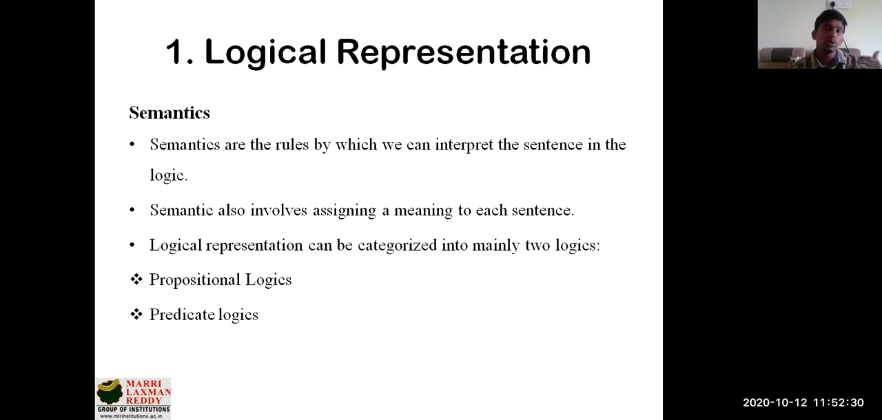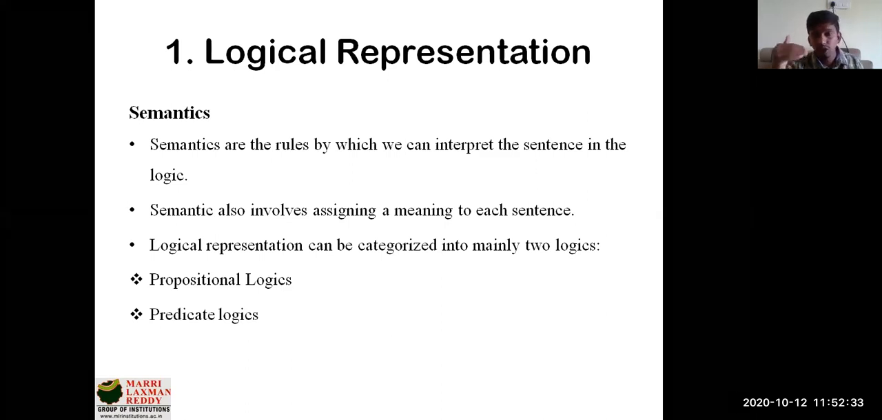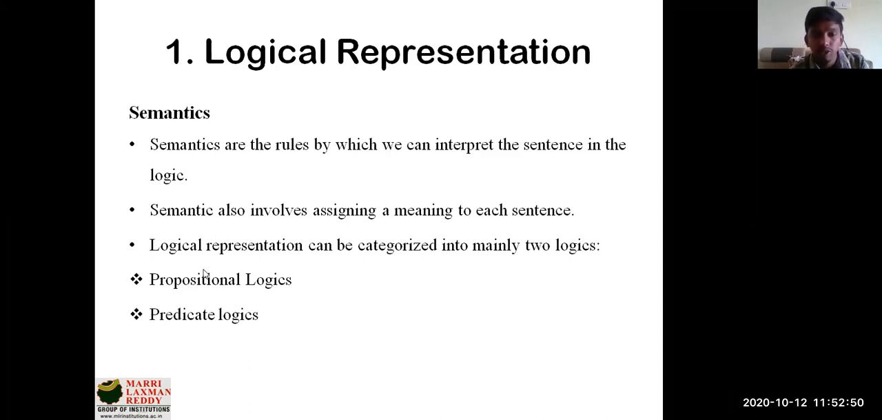There we tried to understand those two premises, and we represented them using quantifiers according to the symbols we used. So this is what we are discussing. When I talk about logical representation, we need to understand propositional logic and also predicate logic, which we discussed as part of the first part of unit 1.